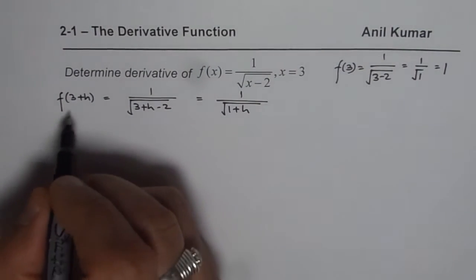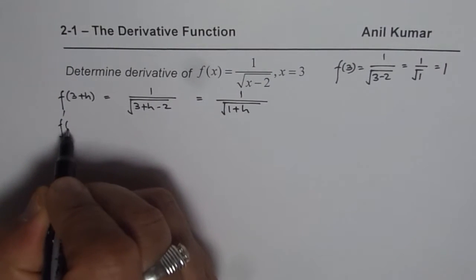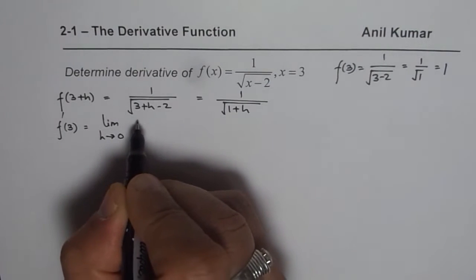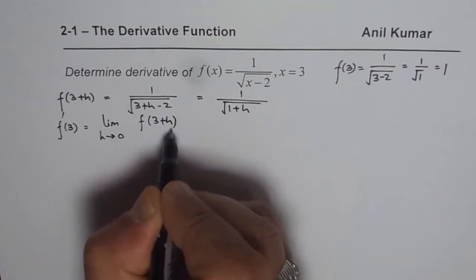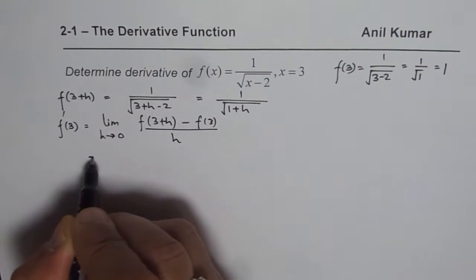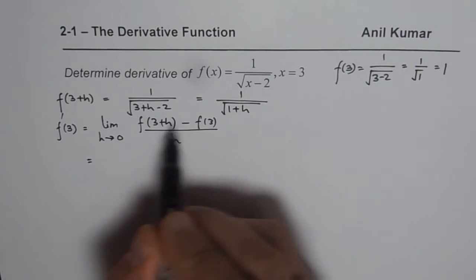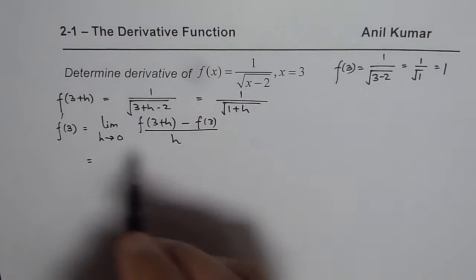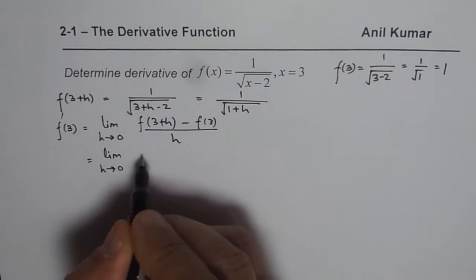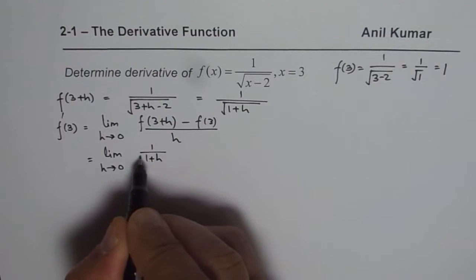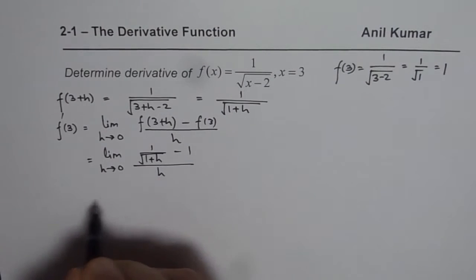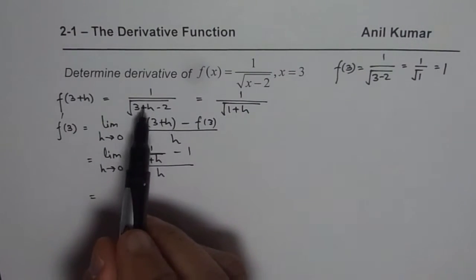Now the derivative at 3 could be written as f dash 3 equals limit h approaches 0 of f of 3 plus h minus f of 3 over h. Now we have already calculated f of 3 plus h and f of 3. Let's substitute them. So we get limit h approaches 0, f of 3 plus h is 1 over square root of 1 plus h, minus 1, over h.